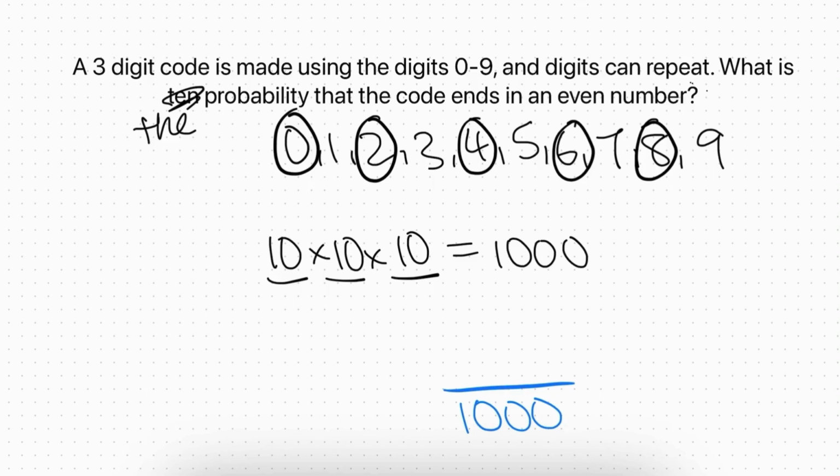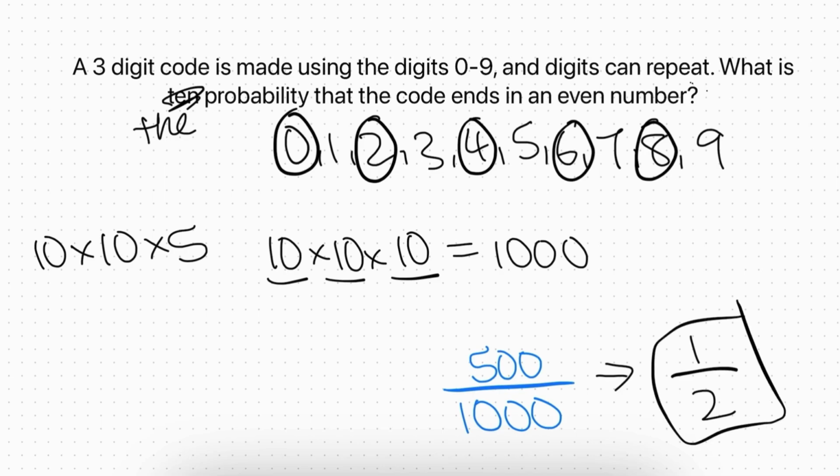For the first digit, we have 10. For the second digit, we have 10. But for the last digit, we have 5 because it has to be an even number. Remember, we're calculating the favorable outcomes. When we solve this, we get 10 times 10 is 100, times 5 is 500. So 500 will be our favorable outcomes. All right, and of course we have to simplify this fraction. So our final answer would be 1/2.